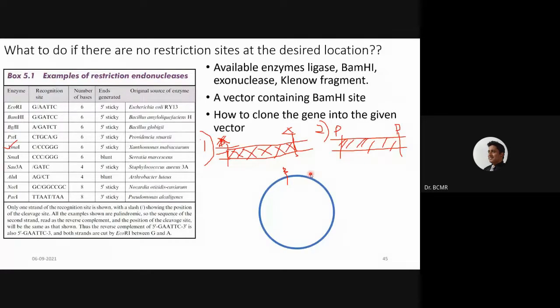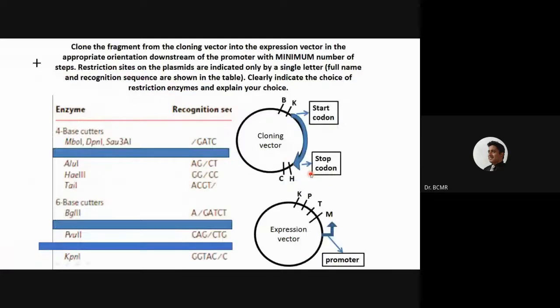The next one is, I will give you 10 minutes to solve, and you are allowed to discuss among yourselves and try to do it as soon as possible. Clone the fragment from the cloning vector into the expression vector. Don't worry about this vector and other things. Vector here is just the plasmid, and we will discuss it. These are just practice, and what we are testing here is your ability to use the restriction endonucleases efficiently. How you choose is the question.